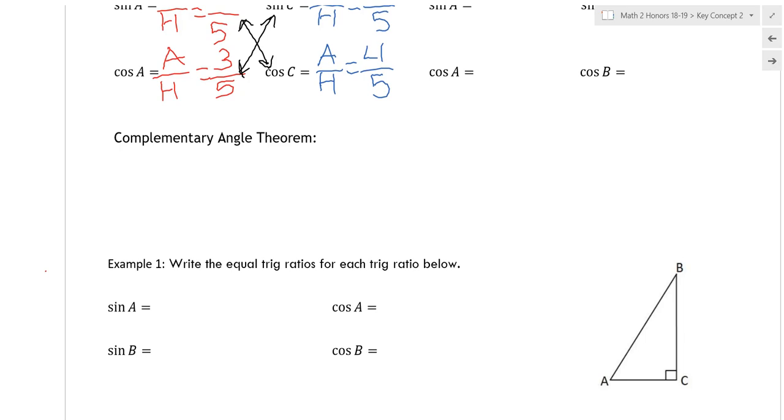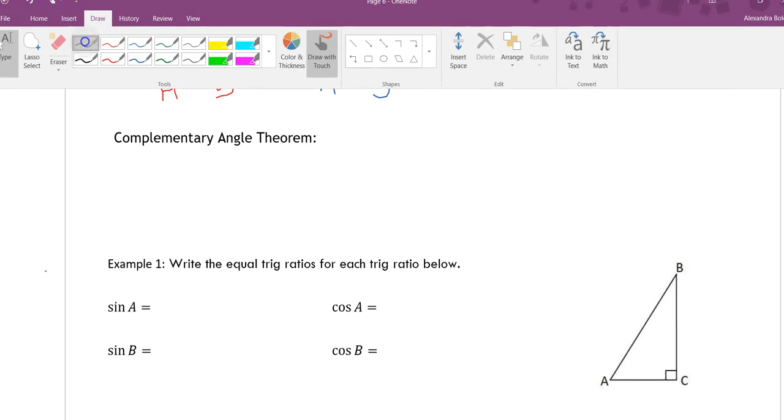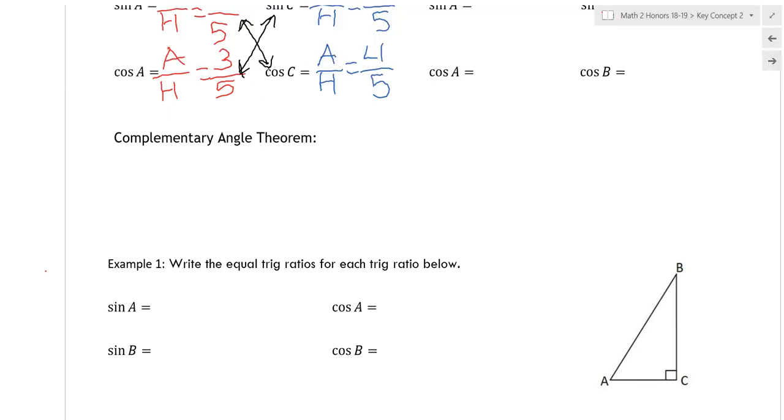The complementary angle theorem states two different things. We're going to write this in two different ways. You have the sine of x equals the cosine of 90 minus x. So the sine of one is equal to the cosine of the other complementary angle.